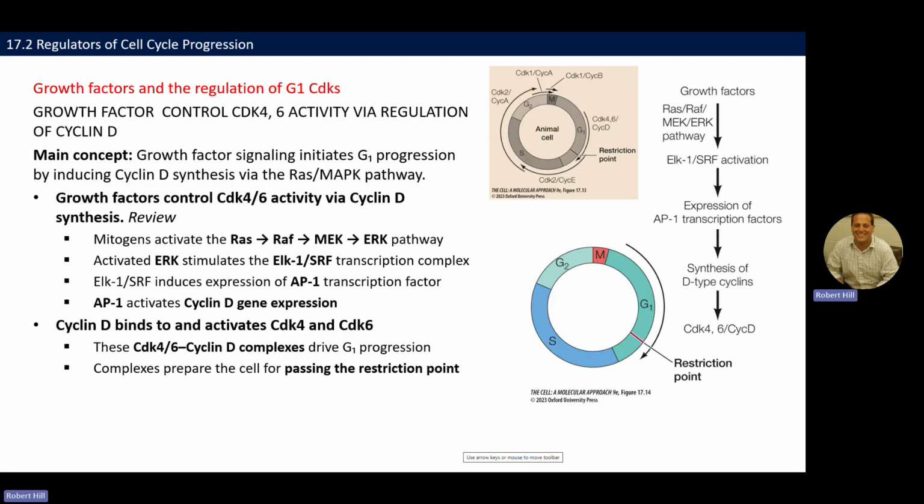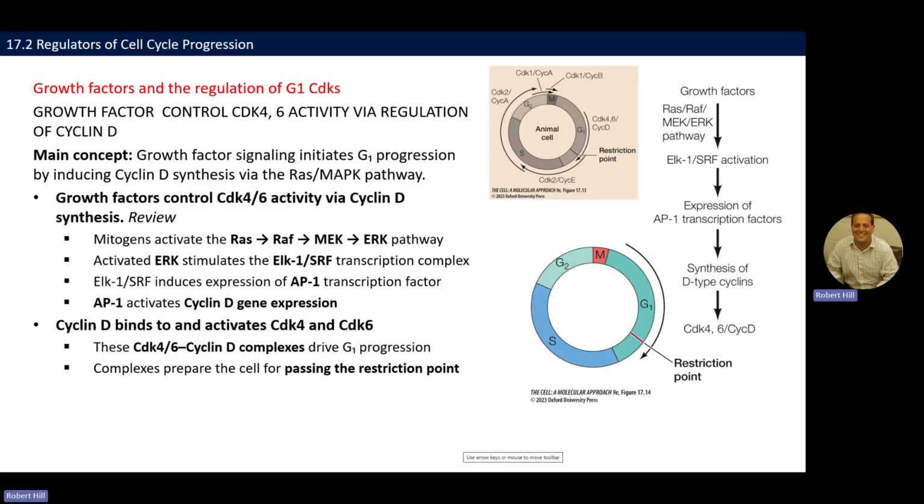All right, so this slide is going to show how growth factors initiate G1 progression through cyclin D synthesis. So we're making cyclin D here. Where are we in this? Well, we want to get past the restriction point. We're talking cyclin D. The pathway we learned about in the previous chapter, the RAS, RAF, MEK, ERK pathway, the MAP kinase pathway as it's called, responds to mitogenic signals, right? Mitogenic signals are signals that induce mitosis, like growth factors.